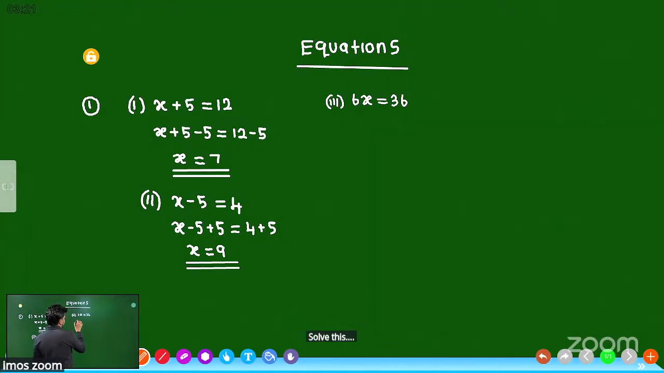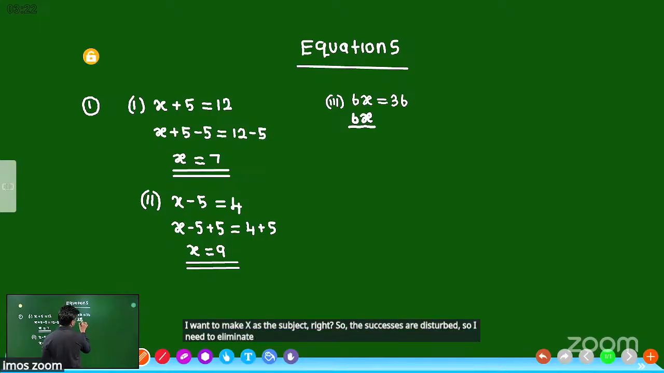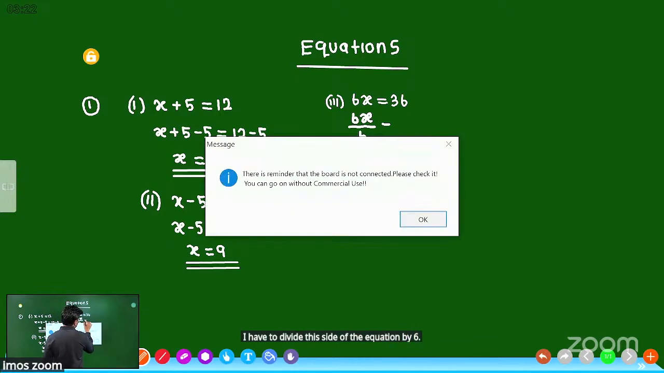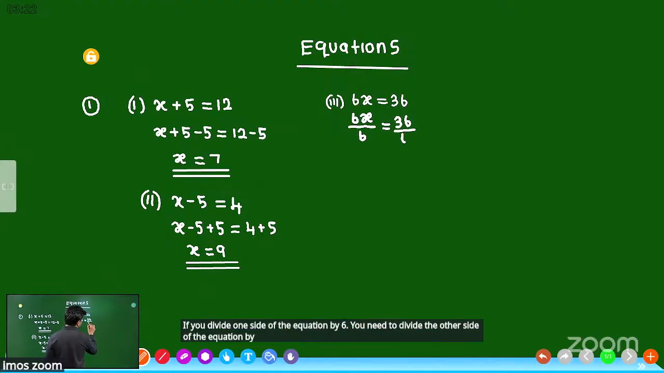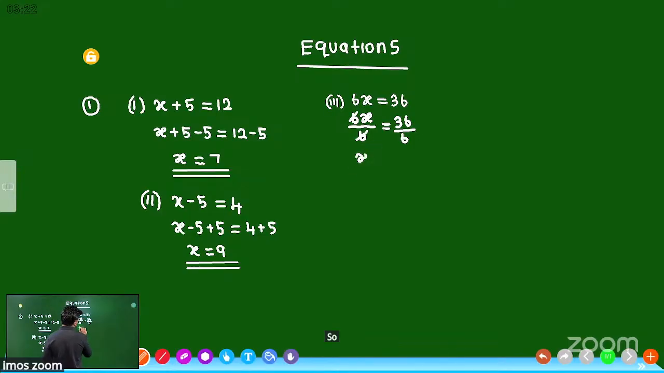I want to make x the subject, right? So this 6 is a disturbance, so I need to eliminate that 6. In order to eliminate that 6, I have to divide this side of the equation by 6. If you divide one side of the equation by 6, you need to divide the other side of the equation by 6 as well. So x is equal to 6.